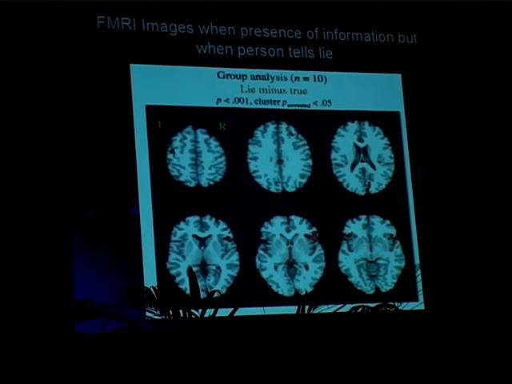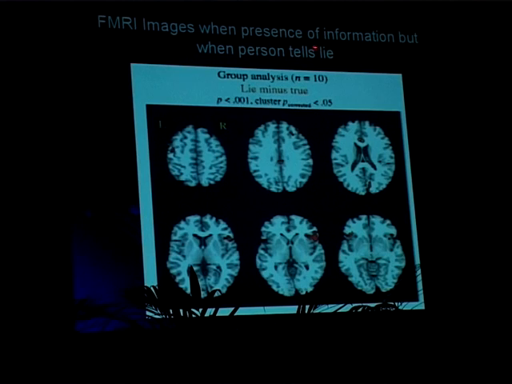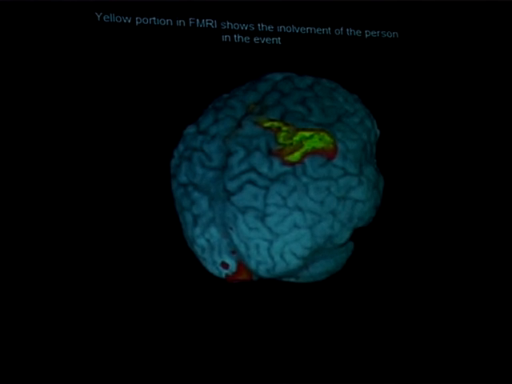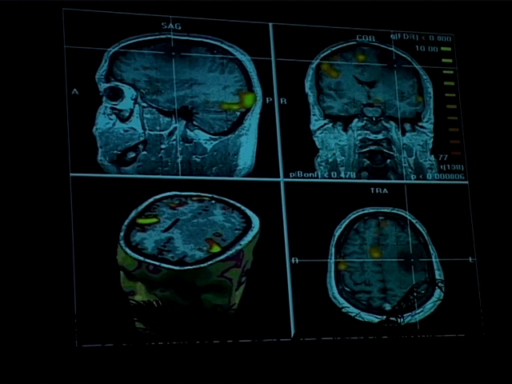This is because there is a shortage of supply of oxygen to this particular area through blood. This is because the individual was not truthful. He has information, but he is not truthful in his responses. So this is the functional MRI, which shows that the individual has information, but is not truthful in his responses.